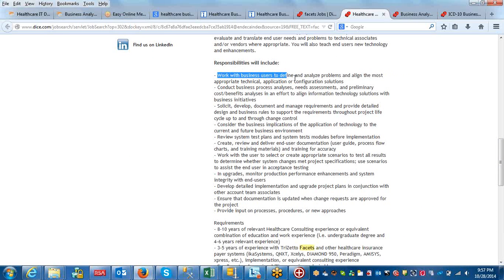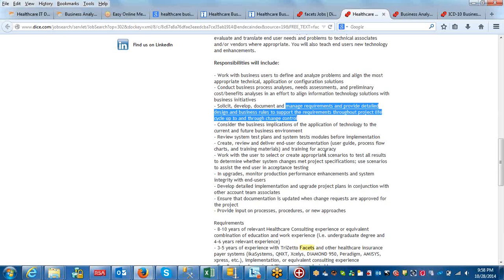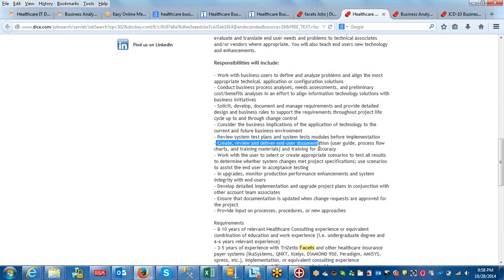Very simple, work with business user to define and analyze problems. And I don't see that is kind of a challenge for anyone who ever have completed the business requirement and know how to talk and a people person. Manage requirement to provide detailed design, business rules. So this is moreover capturing that. Just look at this, very simple. Create, review, deliver end user documentation.